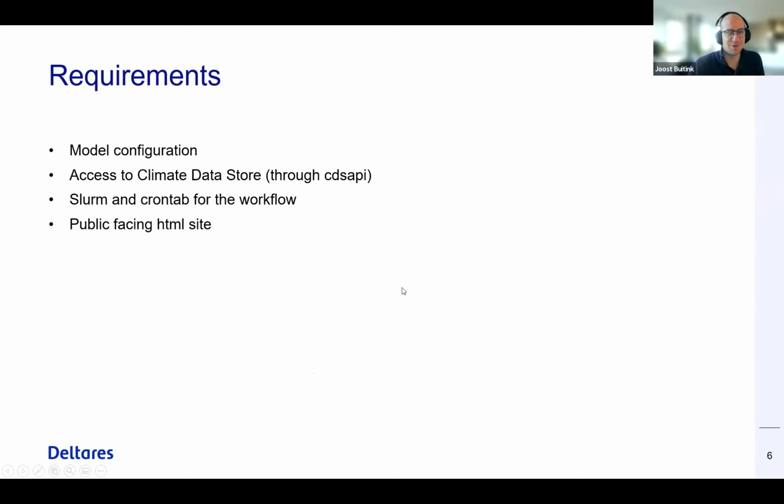Just very shortly, the requirements for our workflow. We currently require the user to update the model configuration, so the settings and the input of the model itself. For example, for the Rhine, we uploaded the Rhine model configuration with the workflow once we started. We need access to the Climate Data Store, so that's Copernicus, through the CDS API, which is a Python library, and then a Slurm contract for the workflow. And currently, at least how we set up the workflow now, we also have a public-facing HTML site to take a look at the results.